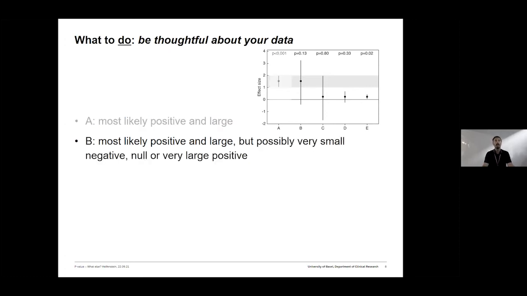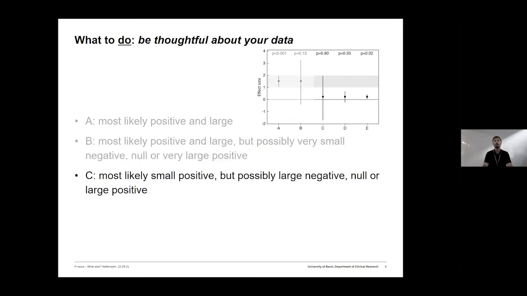In the scenario B, the effect is most likely positive and large, but possibly the compatibility interval tells you that it could also be very small negative, or it could be null, or it could be very large positive. So suddenly you have way more uncertainty. So you have a point estimate that tells you that it's potentially large, but you have a lot of uncertainty. So the compatibility interval tells you that a small negative value is also possible, for instance.